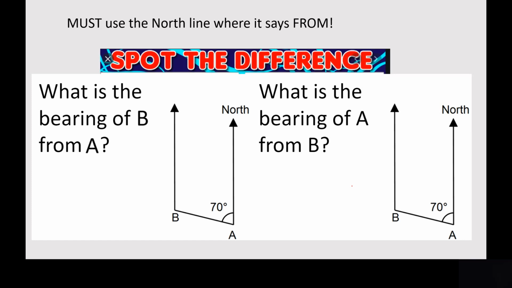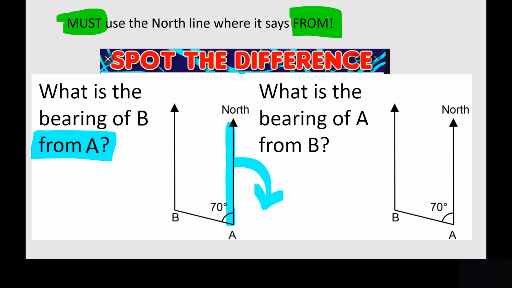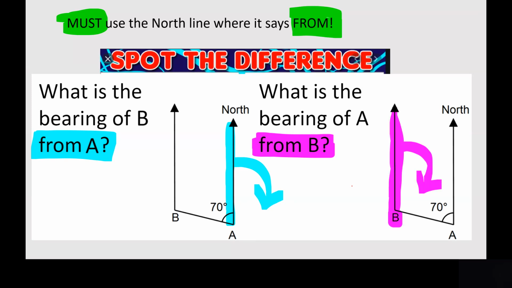So if you have a look here, the key point that's being raised here is that you must use the north line where it says from. So, for example, on this one, it says from A. So you use the north line at A and you go clockwise from A. On this one, it says from B, so it means we use the north line from B. Okay. It may not state from, but you have to think about it logically. Where are they walking from? It's not where they're going, it's where they are walking from. Where are they leaving from? So let's have a look at that in the context of an exam question.